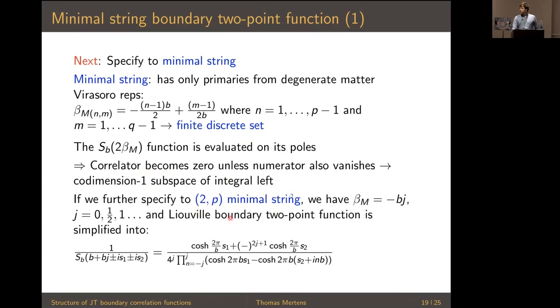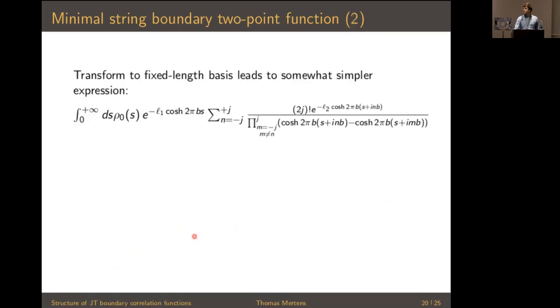Now, if we further specialize to the (2,p) minimal string, these beta_m labels are even simpler, and you can write them as minus b times a half integer. And in particular, if you then try to find what replaces this ratio of double sine functions, the Liouville boundary 2-point function itself, which you started with, can be rewritten in terms of elementary functions, so in terms of just cosh functions.